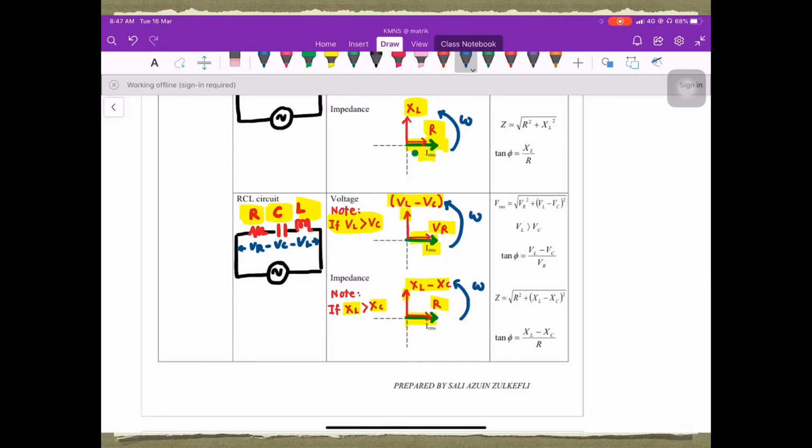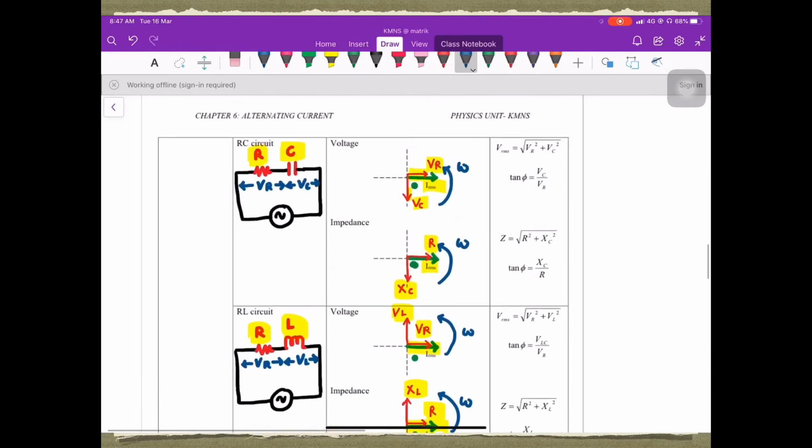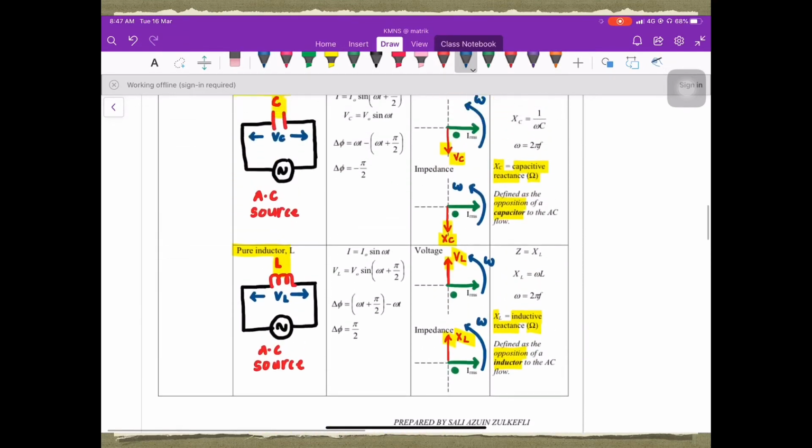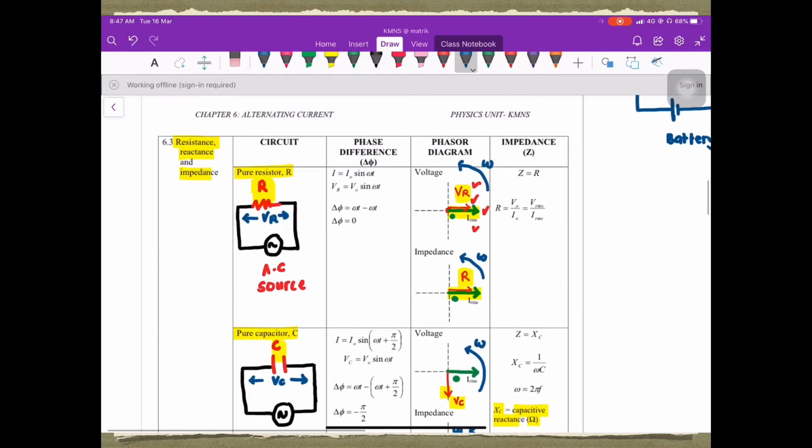Alright. Example. Refer to the pure resistor. VR and IRMS are located at the same position. So for this situation we call it in phase.